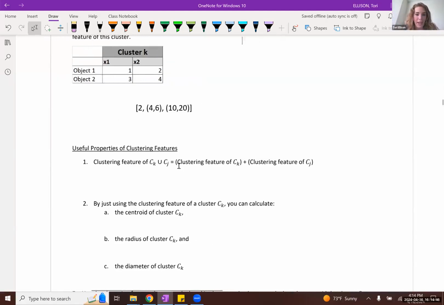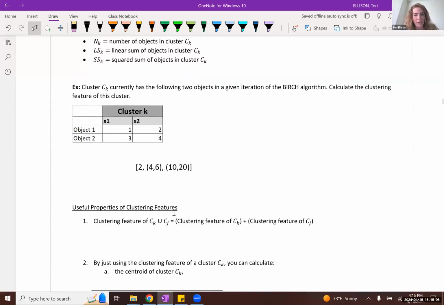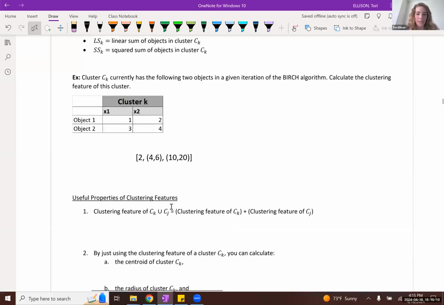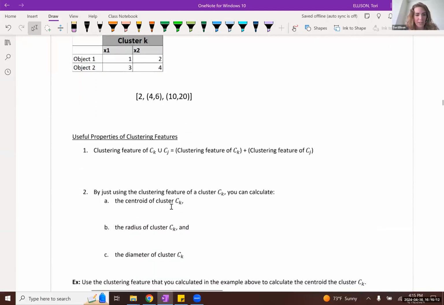So for instance, let's just say we had a particular cluster CK and a particular cluster CJ. If we wanted to calculate the clustering feature of the cluster that we would have gotten if we had merged these 2 clusters, then all we actually have to do is simply add the two corresponding clustering features together. Okay, so that's one useful property that the CF has.